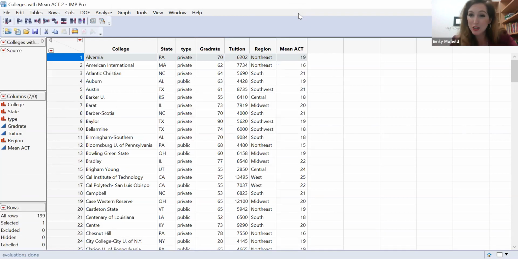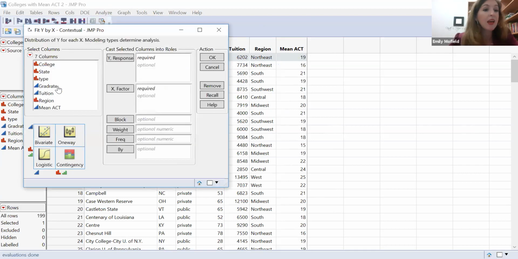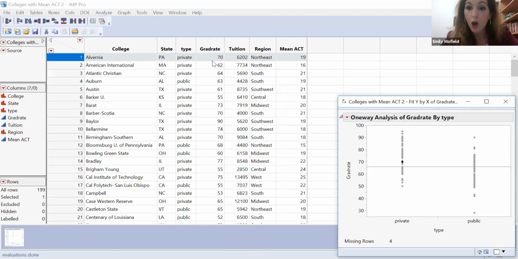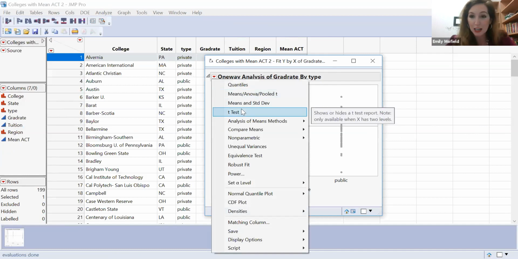Now I can finally do the independent t-test. So what do I do? I go to Fit Y by X, and I put the grad rate as the dependent variable, and then we're going to put the type of school as the X variable. And let's see, let's hang on tight. Okay, that kind of gives me a visual of how private versus public play out with this spread of scores. But I've got to see, is it statistically significant? Here we go. I hit the t-test.